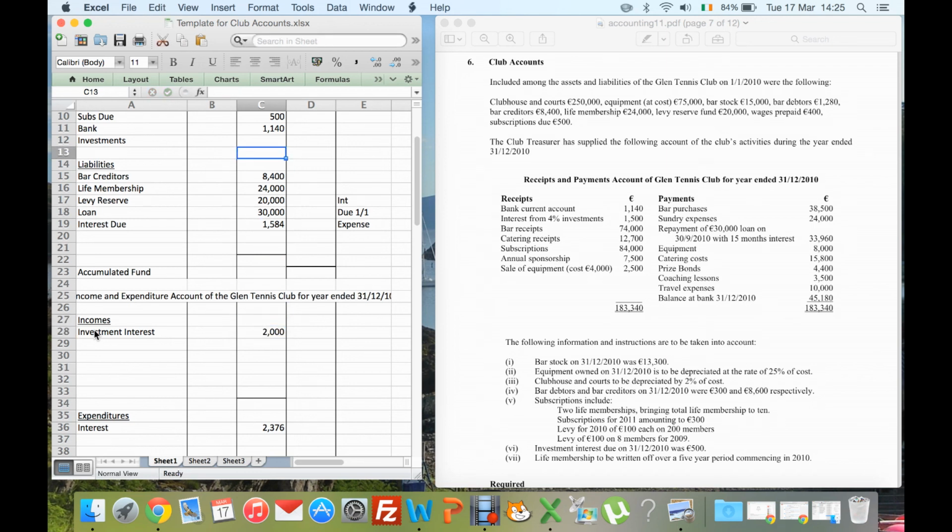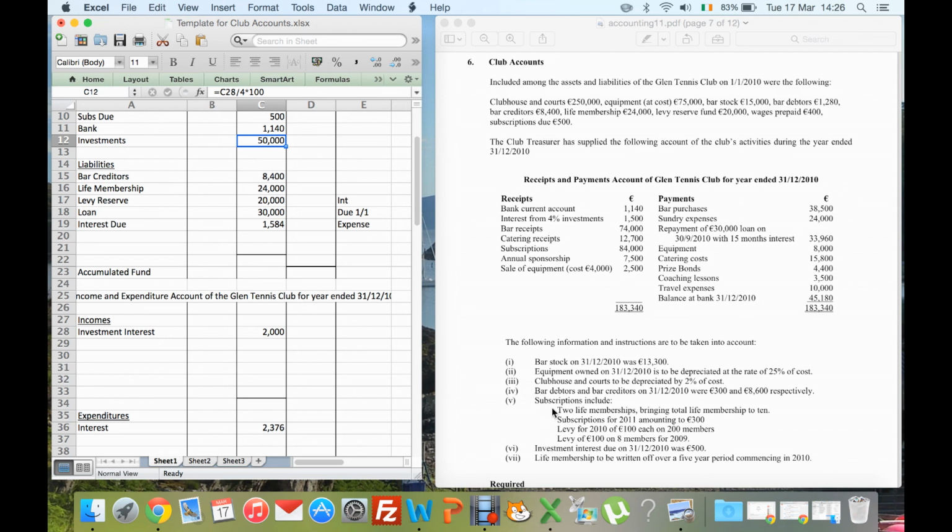So if I divide my 2 grand to find out what my original investment was, divide that by 4 and multiply by 100. That will give me the original value of my investment. So my investment was 50 grand. Now, nothing else here. So bar stocks, that's the end of this year. Depreciation, no, that's all to the end of the year we're dealing with. Nothing else for the beginning.